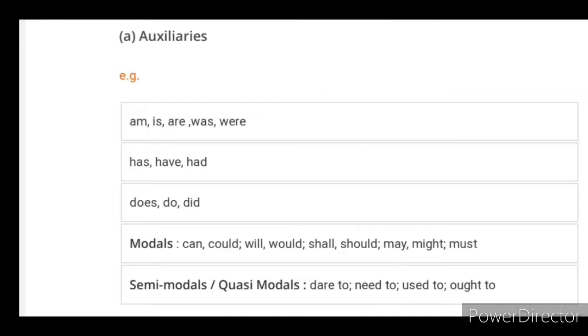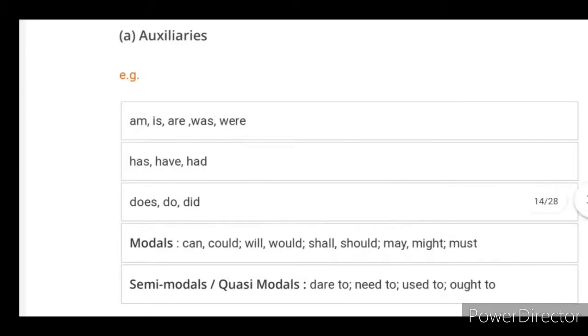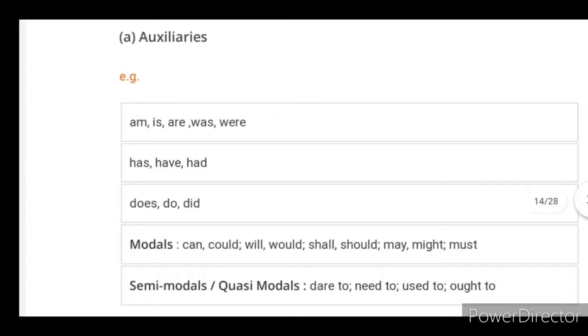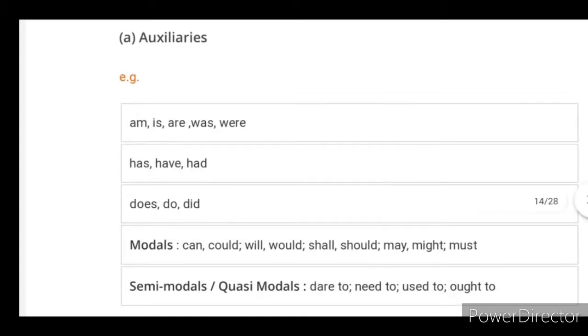I am a doctor. He is a doctor. They are doctors. He was a doctor. They were doctors. So these are all the examples of am, is, are, was, were. Then has, have, had, does, do, did. These are all the auxiliary verbs, that is primary auxiliary verbs. Next one is modals.